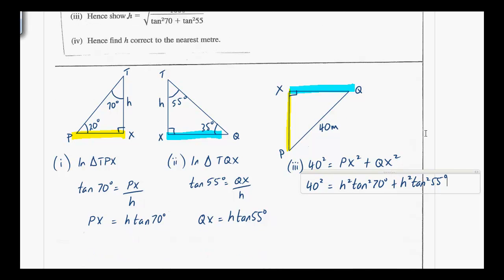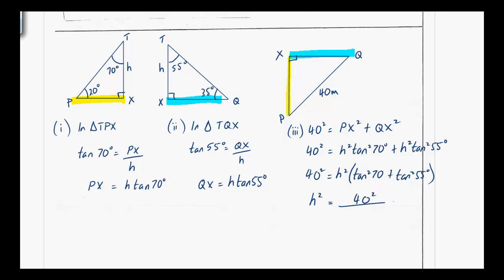We then need to get the common factor of H squared out, leaving us with tan squared 70 plus tan squared 55. Okay, dividing by the tan squared 70 plus tan squared 55, that means we're going to have H squared left on its own. I've just reversed the equation, okay? So 40 squared was on its own. We're now dividing that by tan squared 70 plus tan squared 55.